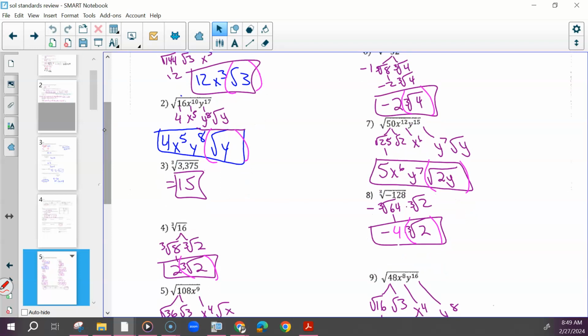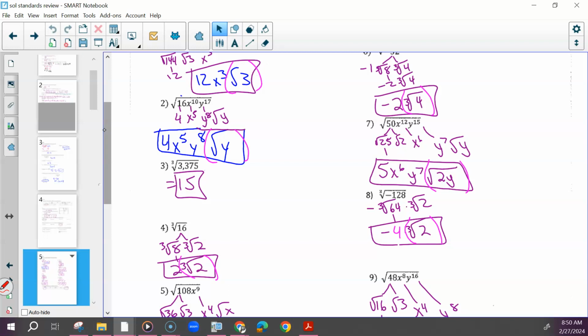So starting with number 1, 12x to the 3rd times the square root of 3. Notice I'm putting parentheses around what's separate. You don't have to put them, but you can if it helps. Number 2, 4x to the 5th, y to the 8th times the square root of y. Number 3 was just 15. Number 4 was 2 times the cube root of 2, not 2 cubed times the square root of 2.